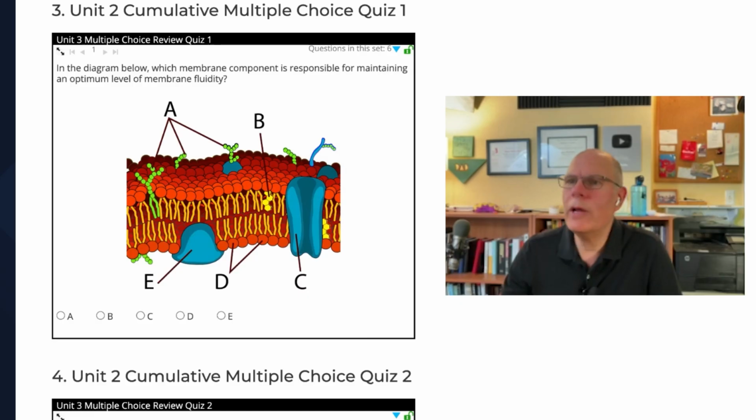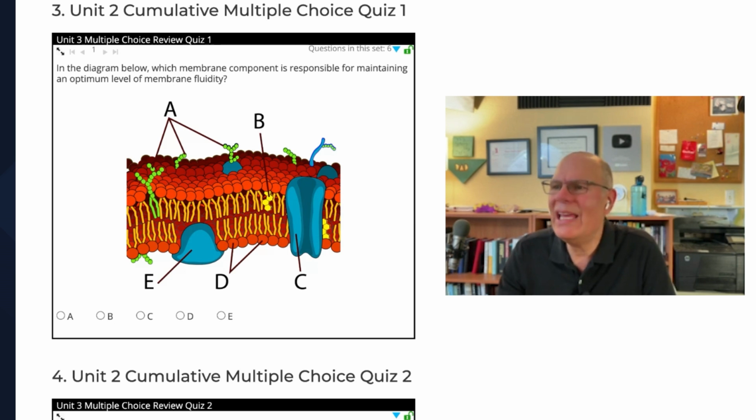First of all, in the diagram below, which membrane component? This is a diagram showing the phospholipid bilayer, and A is pointing to some carbohydrates sticking out of molecules that are on the outside of the membrane. B is pointing to a molecule of cholesterol. E is pointing to an integral protein. D is pointing to some phospholipid heads, and C is pointing to a channel. So in the diagram below, which membrane component is responsible for maintaining an optimum level of membrane fluidity?